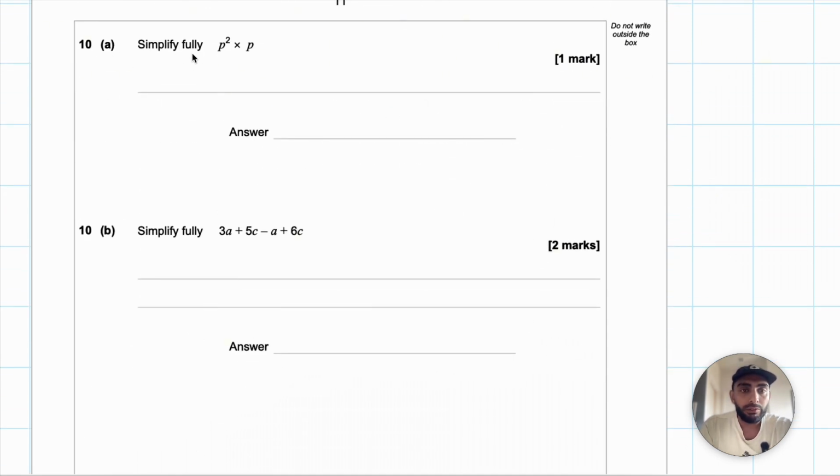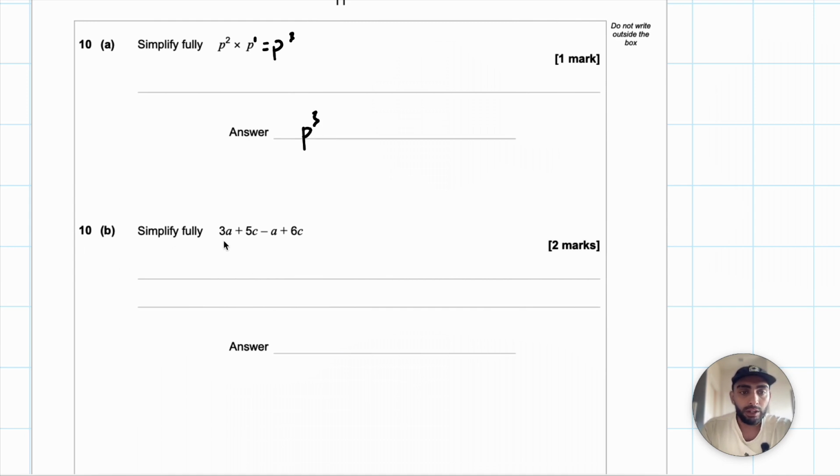Question 10. Simplify fully p squared times by p. We've got p to the power of 2 times by p to the power of, there's an invisible 1 there. And whenever you're multiplying with the same base, you keep the bases as they are, and then you just add the powers together. 2 add 1 gives me 3. P to the power of 3.